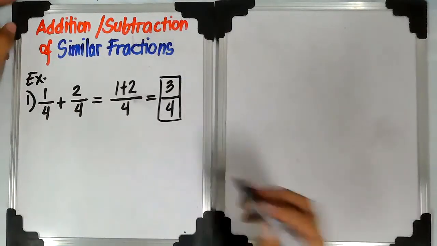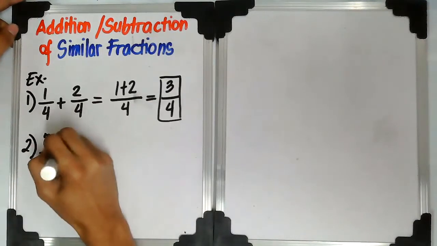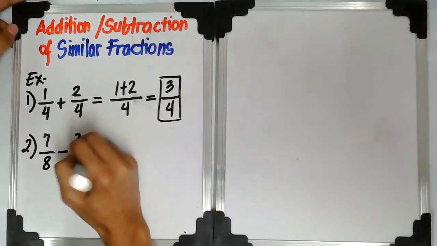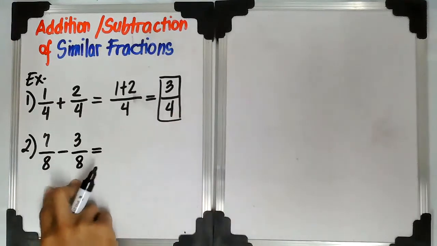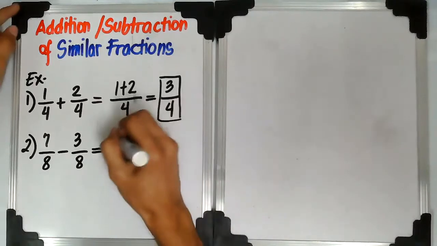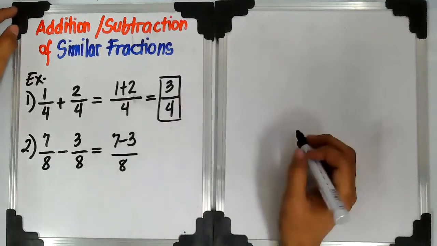All right. So let's have another example where you have 7 over 8 minus 3 over 8. The same process, since you have two of the same things, you're just going to get the difference of the numerators. This will be equal to 7 minus 3 all over 8.